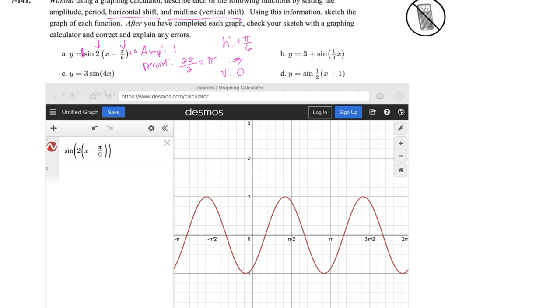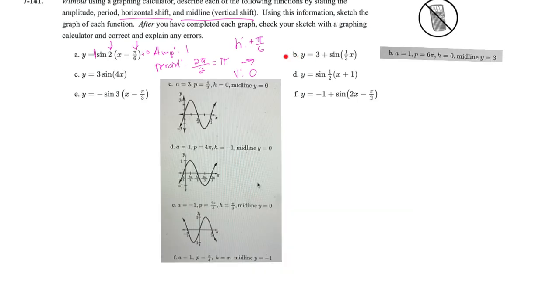Let me show you the rest of the answers here, and then I'll chat through maybe a couple of the weird ones. All right, team, here are your solutions. Most of them are pretty straightforward. B just works like that. C just works like that.